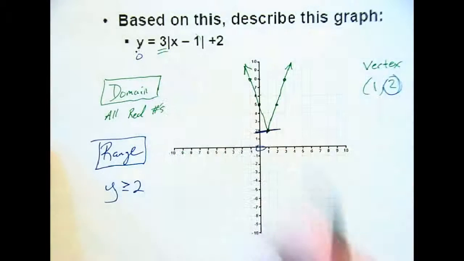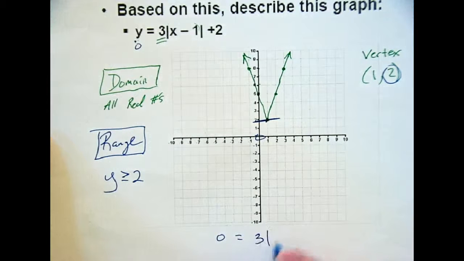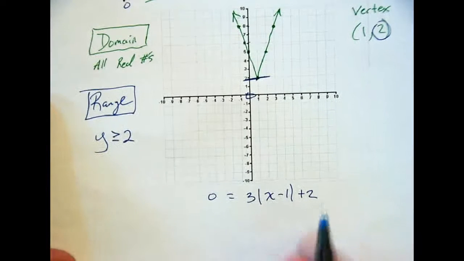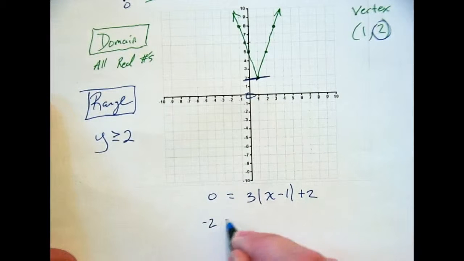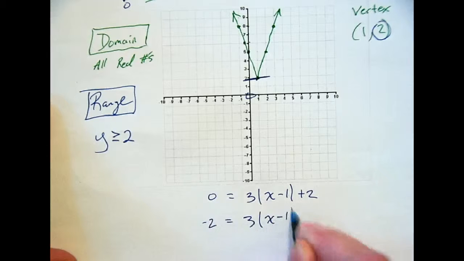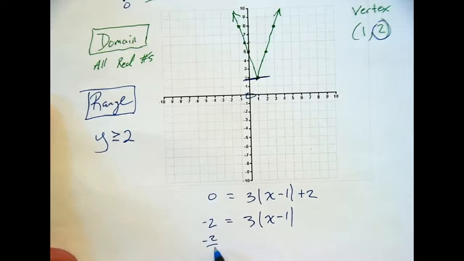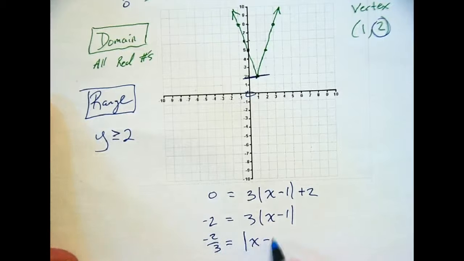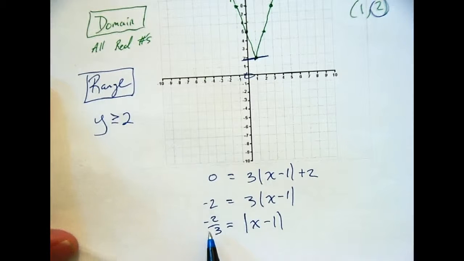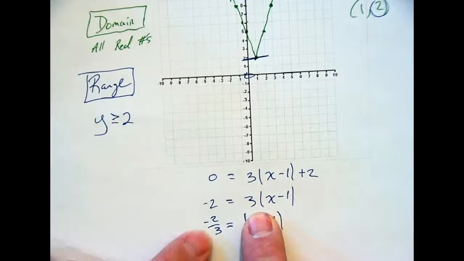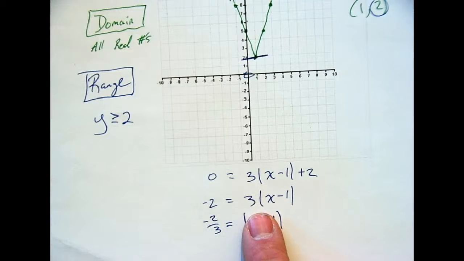If I said 0 is equal to 3 times the absolute value of x minus 1 plus 2, and I said solve that, hopefully you guys would recognize, well, you subtract 2. You get negative 2 is equal to 3 times the absolute value of x minus 1. And then you divide by 3. Now the problem becomes, when I divide by 3, I am now saying an absolute value is equal to a negative. Can an absolute value ever be negative? No. How come? Because an absolute value is just a distance from 0, and you can't have a negative distance.